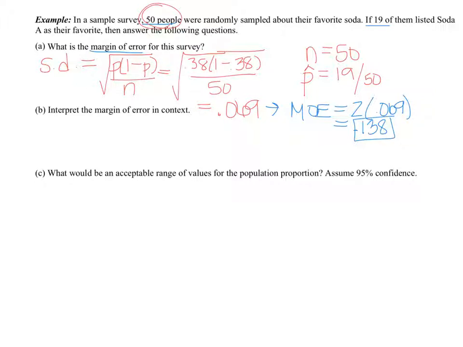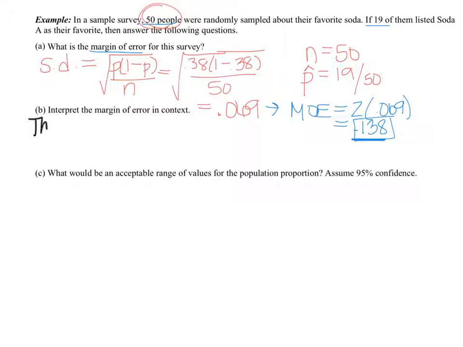Now it says interpret the margin of error in context. So this means you really want to try to use the scenario that's provided to you to explain this. So what we can say is that the true proportion of people that like this soda should be within 0.138, or you could think of that as 13.8% of the actual percent that was given to us in this problem, which was the 19 out of 50. So I'm going to write that out.